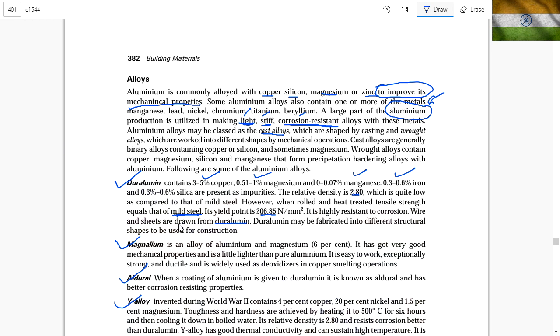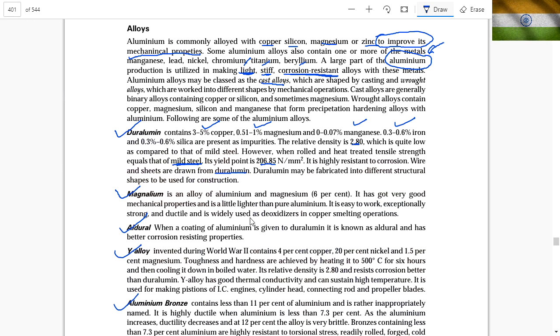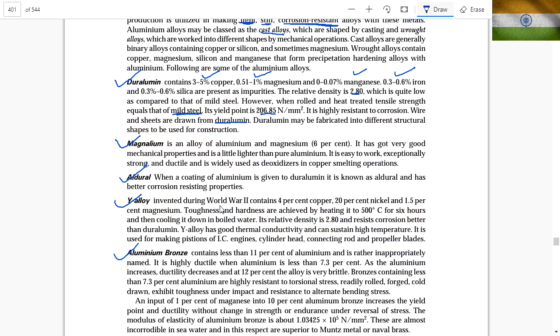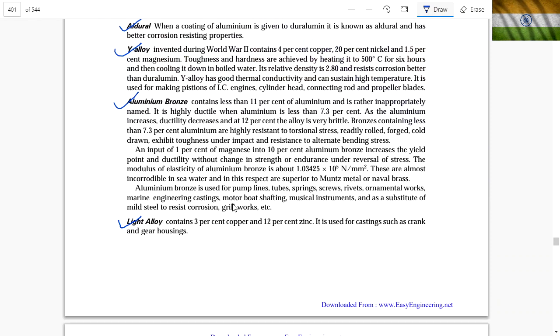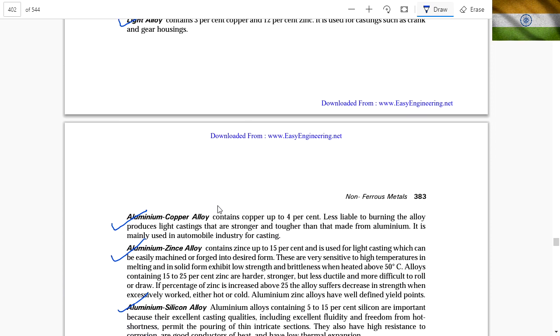Similarly, we have different types of these alloys which have different contents of impurities and different properties. So you are requested to read these alloys, what the content of the impurities is, what the difference is between the physical and mechanical properties of these alloys, and their respective uses, that you have to learn by yourself.